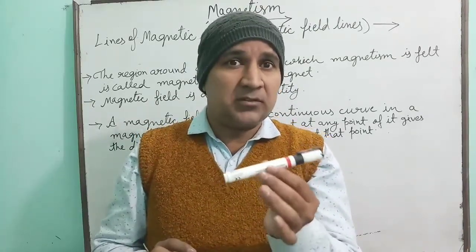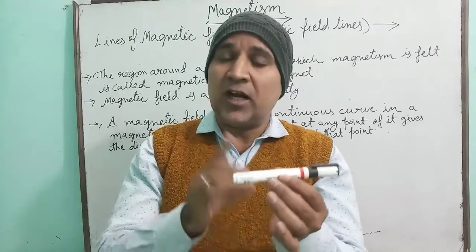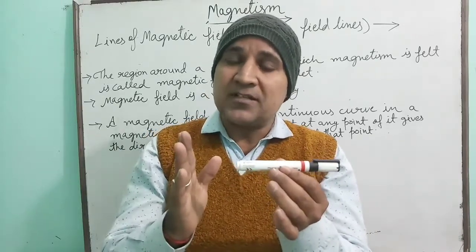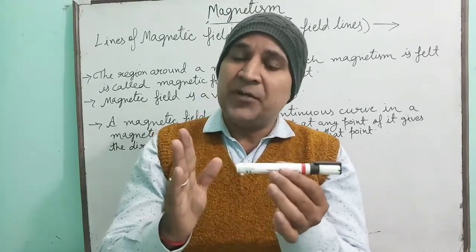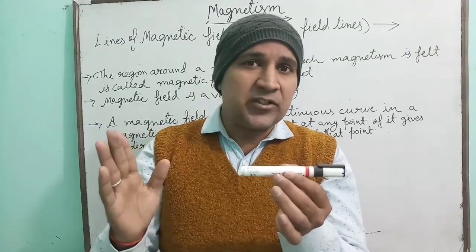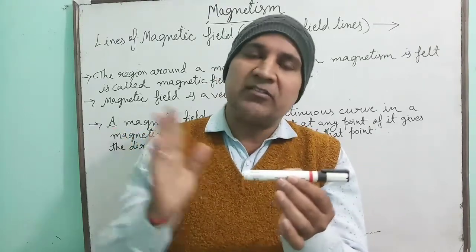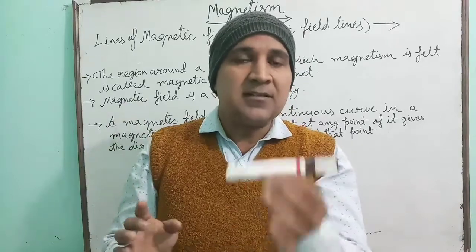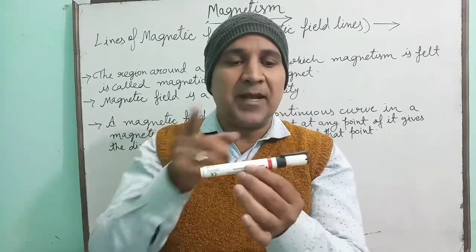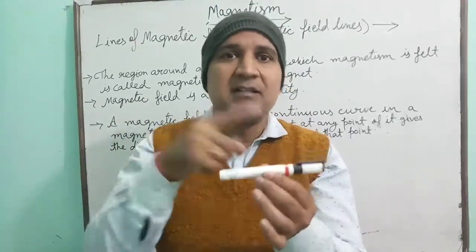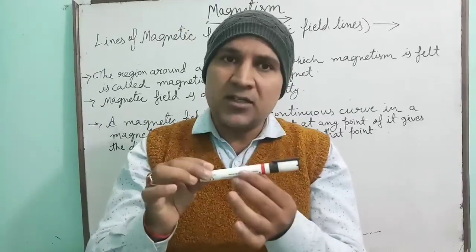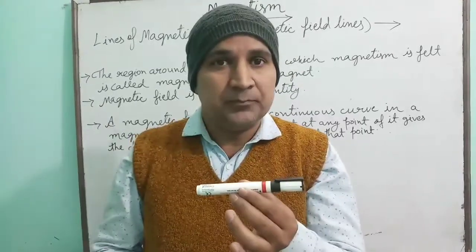You have to remember this point. A magnet can attract an iron nail piece at a certain distance. If we keep the iron nail more than that distance, then it will not be attracted by the magnet. It means a magnet can apply a magnetic force in a certain region around it. That region is called the magnetic field.